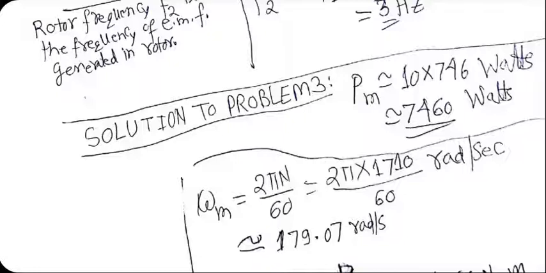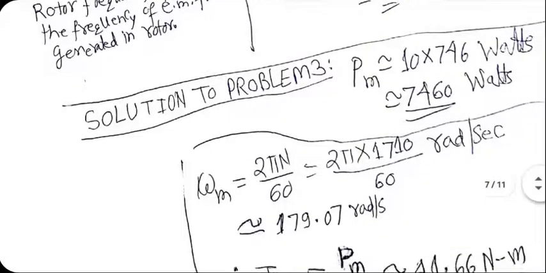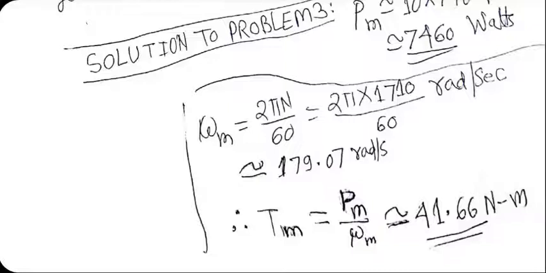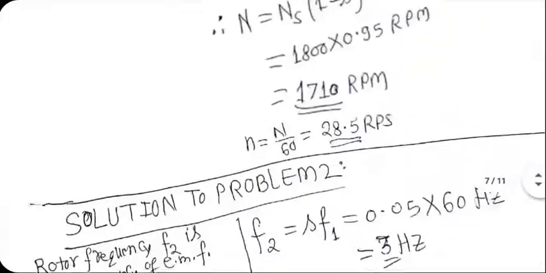Divide 7460 by 179.07, you get the total torque produced. This is combined torque of all the three phases, 41.66 Newton meter approximately. So far, you didn't have to use equivalent circuit.